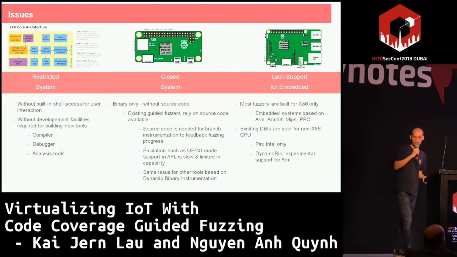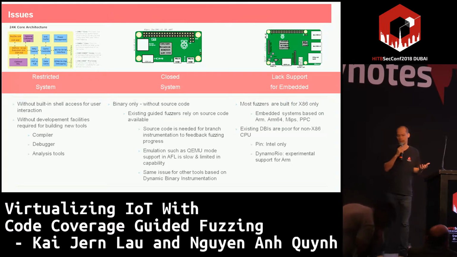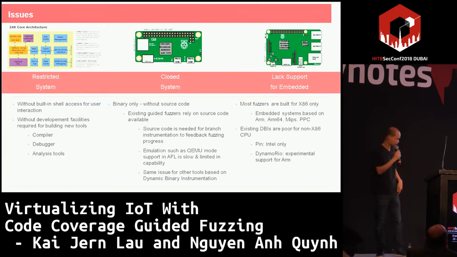The first one: for embedded systems like network routers, IP cameras, and so on, we do not have built-in access. You cannot access the device, right? They do not provide you shell access. Without shell access, we cannot easily introduce our own tools to run on the embedded system. Even if somehow you can access the system, we don't have a compiler, any development tools, a debugger, or any analysis tools running inside it.